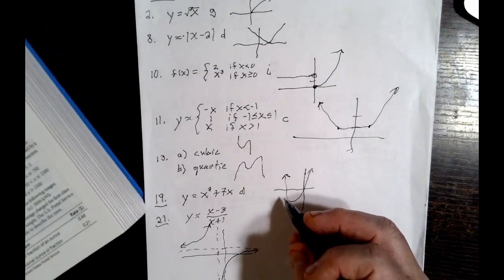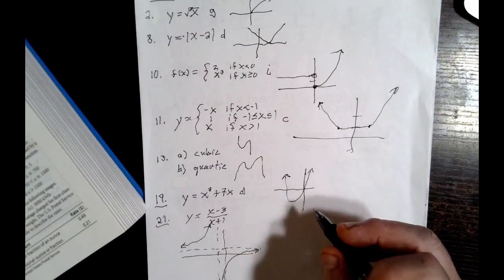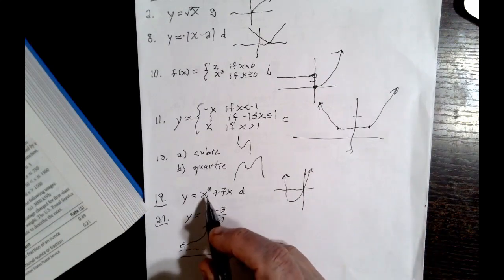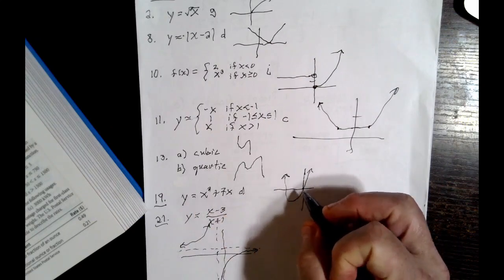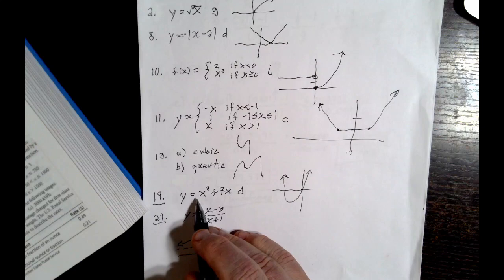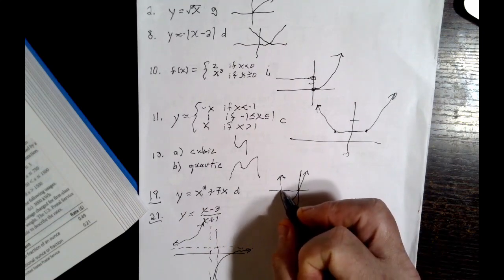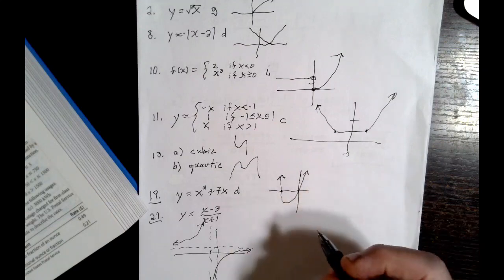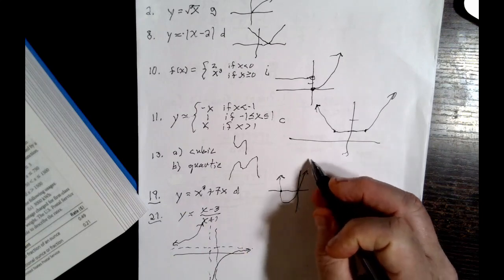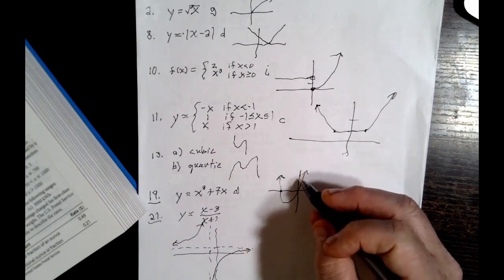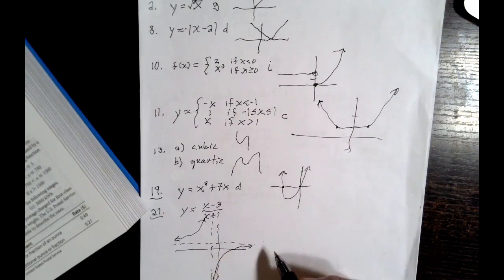Okay, number 19. Match the equation with the graph. 19 is a little tricky, but you can look at it. If you put 0 in for x, you get 0 for y, so it crosses the origin. And also, if you factor out an x, you get x and x plus 7, which means it crosses at minus 7. The leading coefficient is positive, so it's going to shoot upward. Which one looks like that? It's D. D is the only one that looks like that.